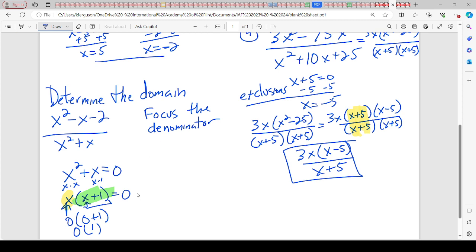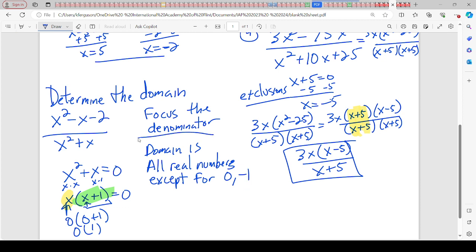So when you're trying to find your domain, you're looking for your exclusions. It's pretty much the same thing, except with domain you get all fancy and you just say the domain is all real numbers except for 0 and -1. So that's my answer for number 5.